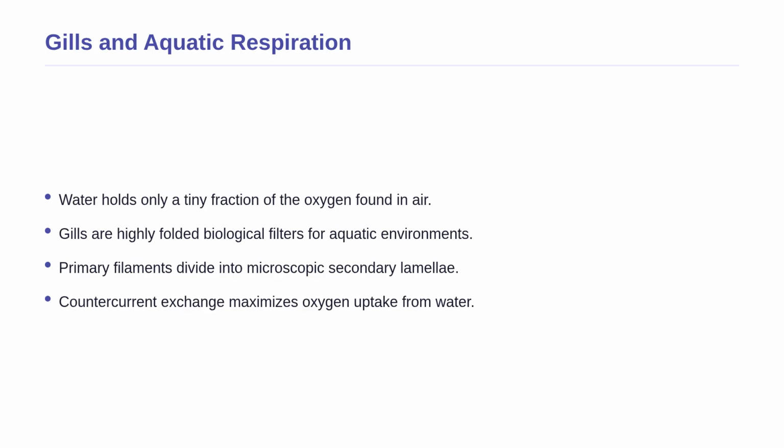Anatomically, they consist of thread-like primary filaments that fold into thousands of microscopic secondary lamellae, creating massive surface area. But the true genius of gills is the countercurrent exchange system, where blood flows in the exact opposite direction to the water. This brilliant adaptation ensures the fish extracts every possible drop of life-saving oxygen, allowing them to be fast and active predators.